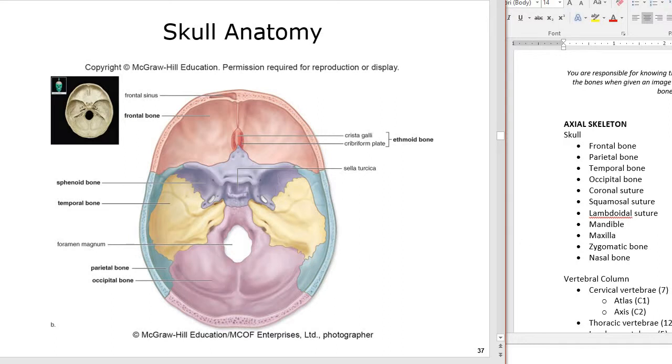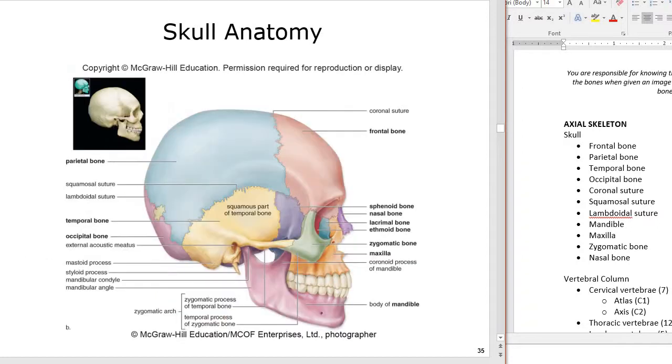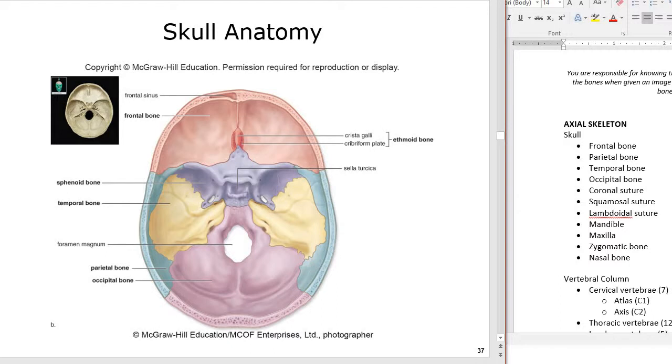Okay, and then also there is the ethmoid bone. You can see the ethmoid bone here on the sides of the nose, also the orbit of the eye. You can see the ethmoid bone better from the side. You can see where it's pointed out there. And even better from this view here, there's the ethmoid bone going up into the skull where the brain is.